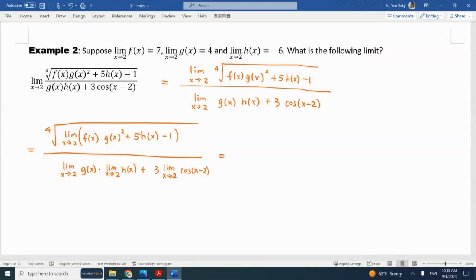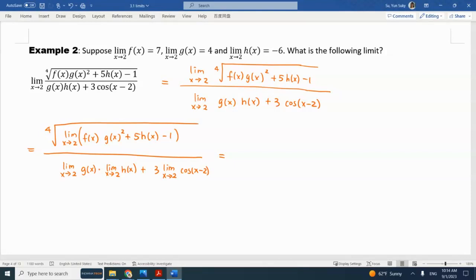We're using the limit laws. Limit of sum is sum of limits, and limit of products is product of limits. And for the constant coefficients, we can move them outside of the limits. Is that okay, everybody? You kind of move the limit inside.